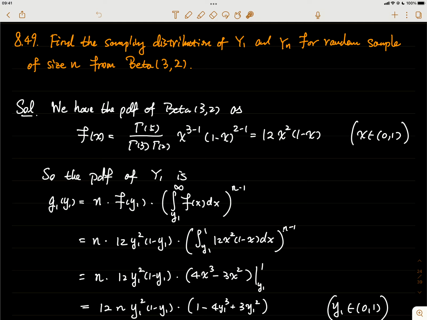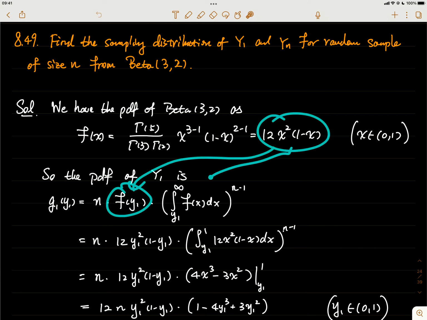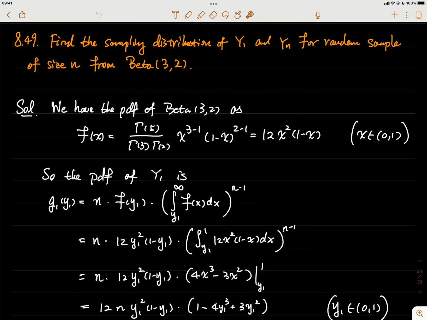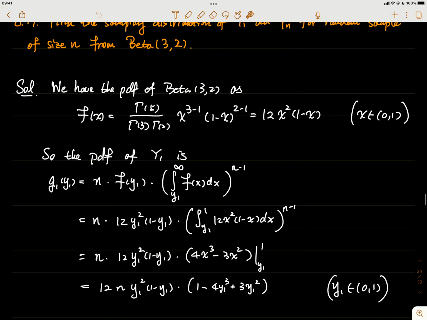So, as I said, we just plug in here, and also it will go here. For this one, you simply plug it in directly. But for here, you get this as the integrand, and then take the integral of this from y1 to 1, and then take the power n minus 1. The rest is just calculus. Just do antiderivatives, figure out the integral, and then multiply everything together. So that is the PDF of y1.